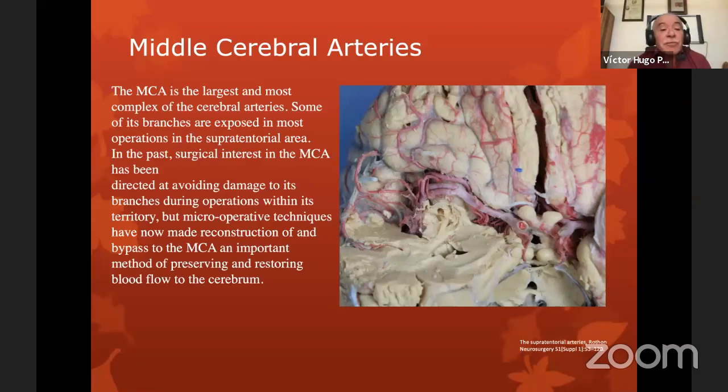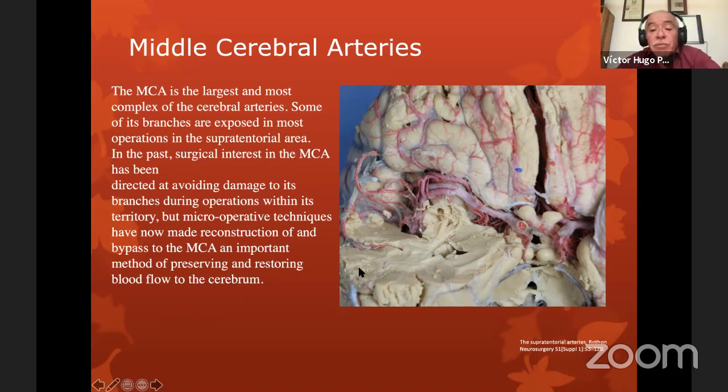The middle cerebral artery is the largest and most complex of the cerebral arteries. Some of its branches are exposed in most surgical procedures in the supratentorial area. In the past, surgical interest in the middle cerebral artery has been directed at avoiding damage to its branches during operations within its territory. But microoperative techniques have now made reconstruction of and bypass to the middle cerebral artery possible to preserve and restore blood flow to the cerebrum.